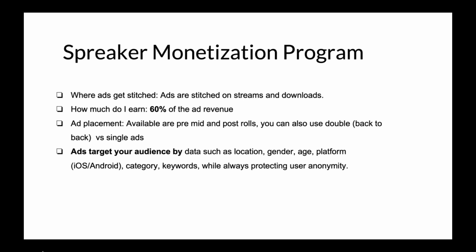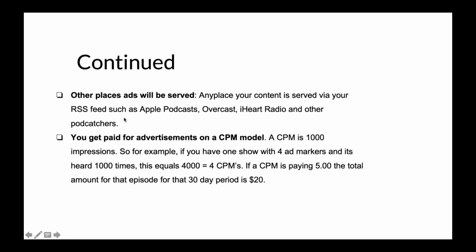Again, you could use pre, mid, and post rolls, but you can also use double ads, which is a back-to-back ad, so that versus a single ad. Ads target your audience by data such as location, gender, age, which platform they're using, iOS or Android, categories, keywords, always while protecting user anonymity, which is nice.